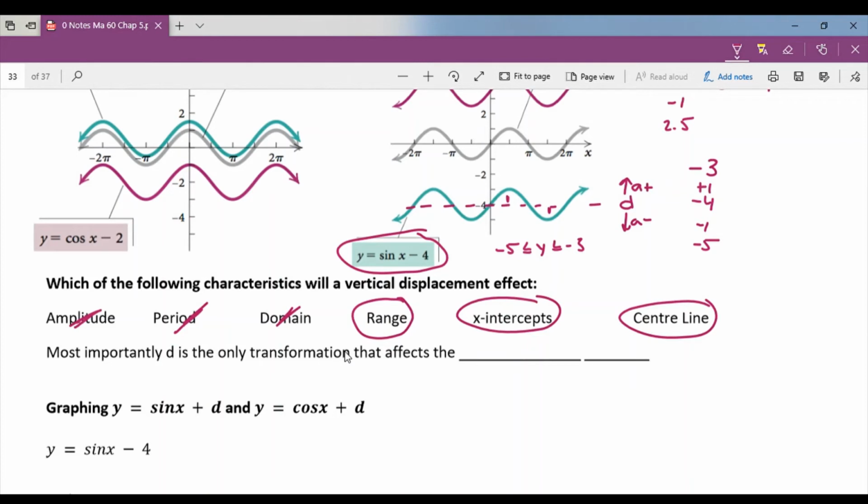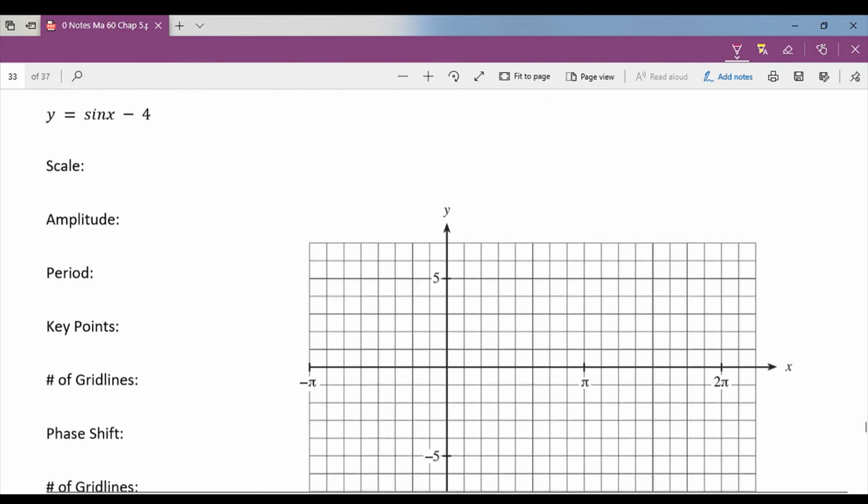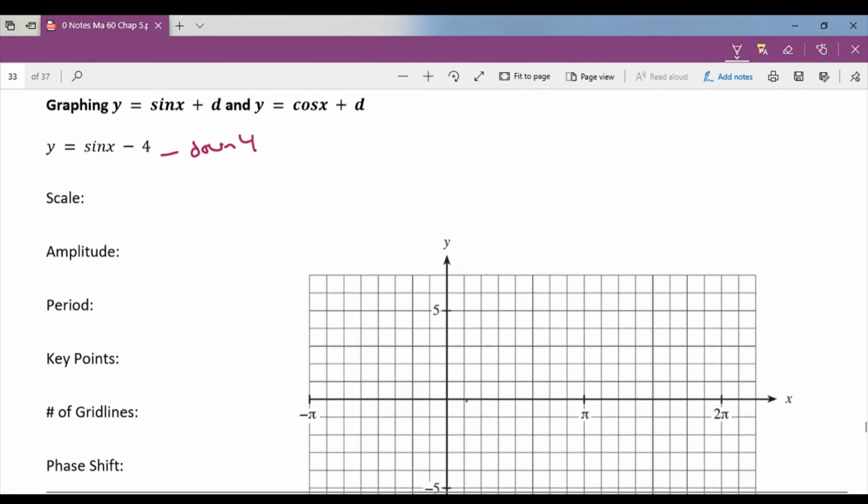So it affects that place that you oscillate above and below. So it's the only transformation that affected the center line. When you're graphing these, you have to go through all the same steps. So we're expecting this one to be down 4. If we want to figure out the scale, we go 1, 2, 3, 4, 5, 6, 7, 8 grid lines to get to pi. So my scale is pi by 8.